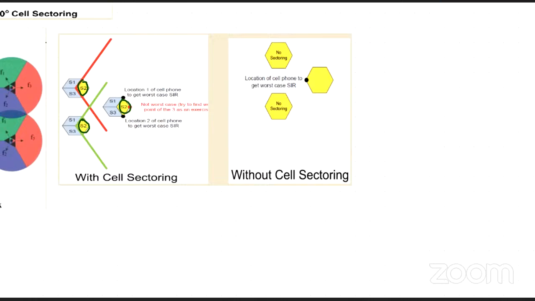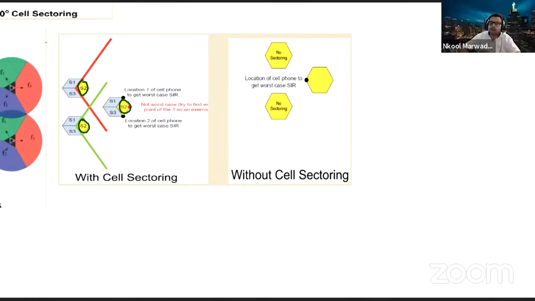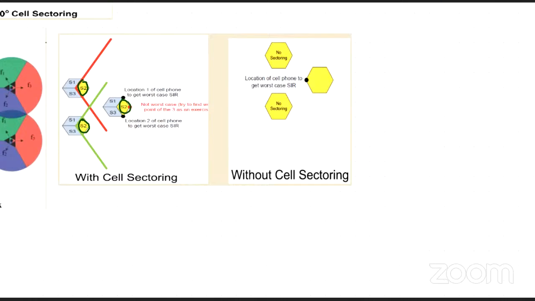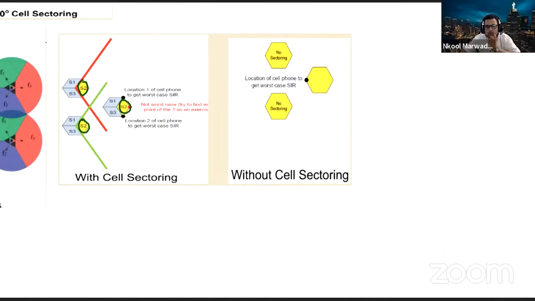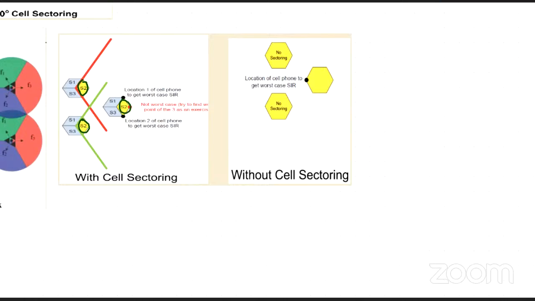This cell has three sectors. That is right. Each sector has a base station. So S1 has a base station. Can you draw the signal pattern for S1? Okay.